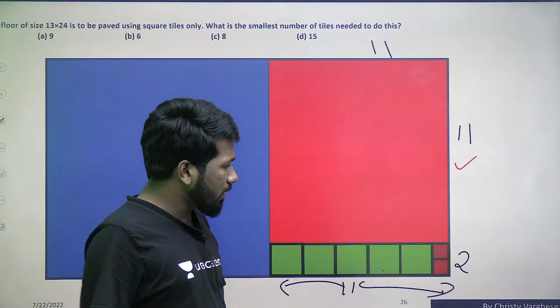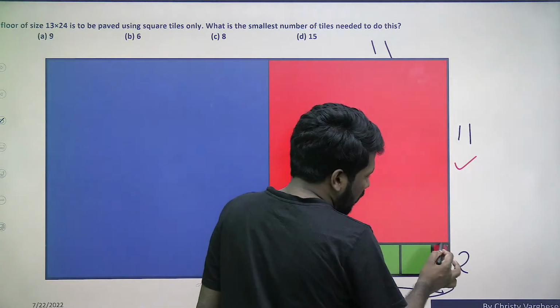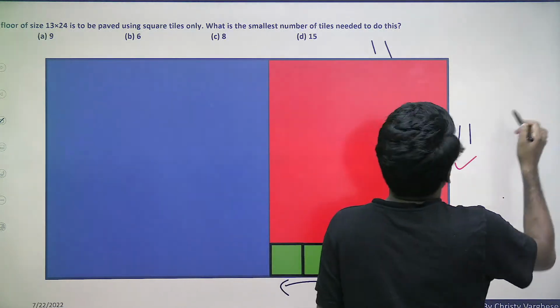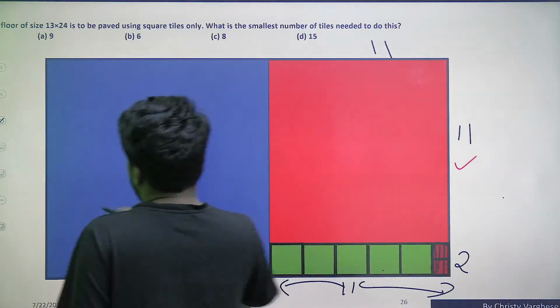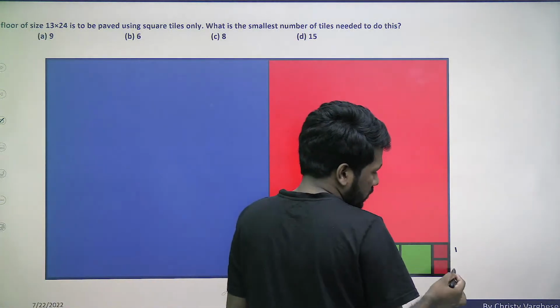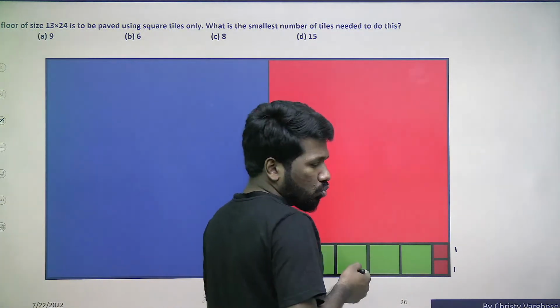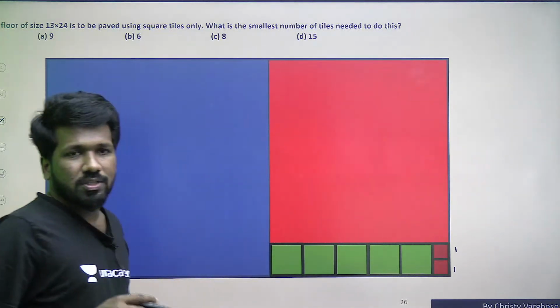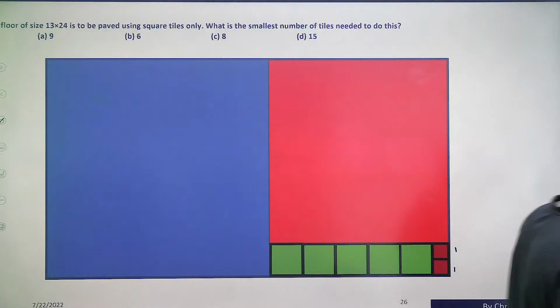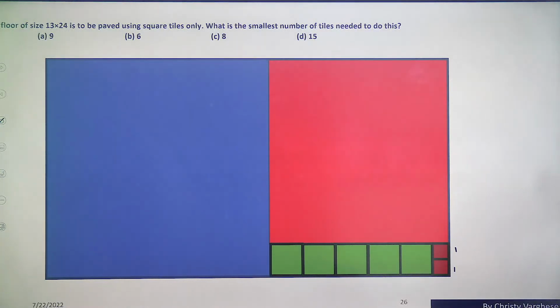After placing 5 tiles of 2 by 2, a small area is still remaining. To cover this area we have to use 1 by 1 tiles, meaning tiles with 1 side length. 1 by 1 tiles, 2 more should be placed. So this is the final tiling figure. All of you understood?